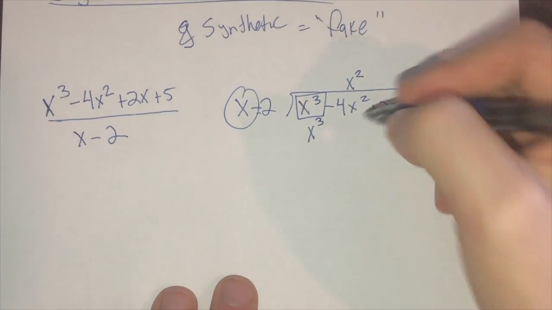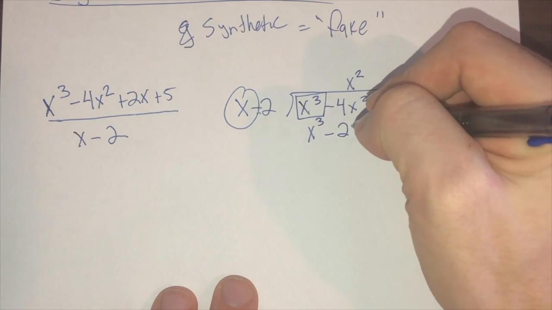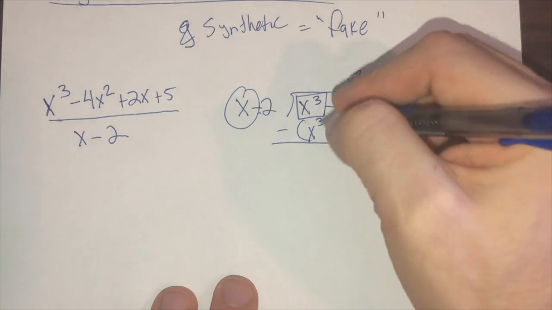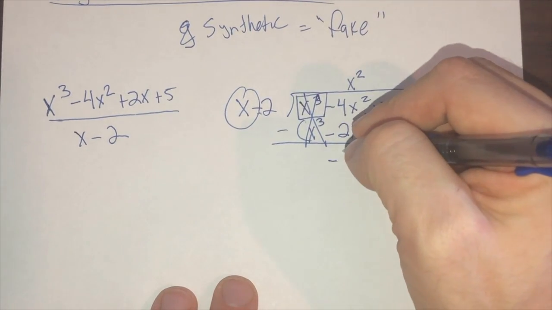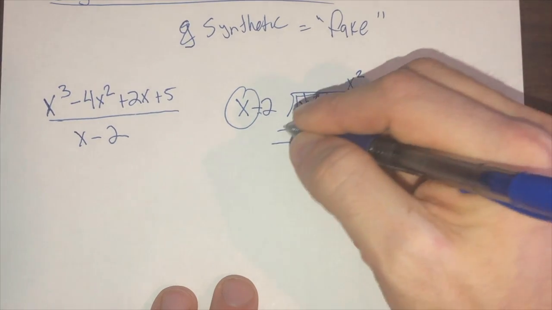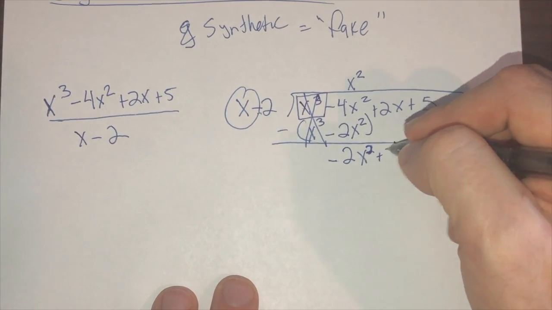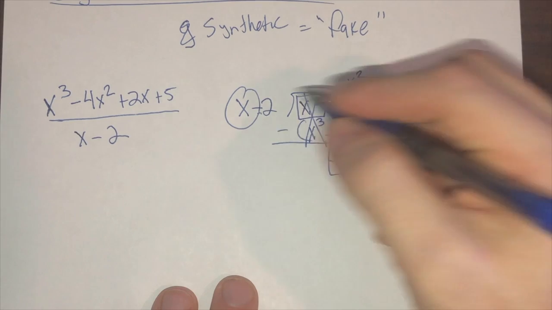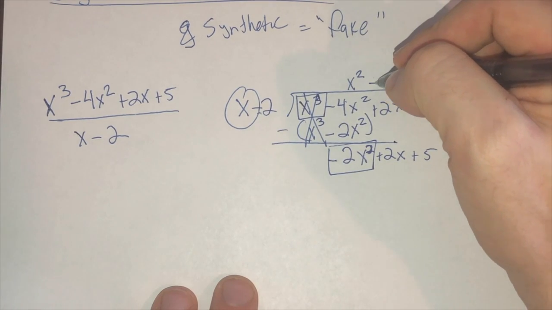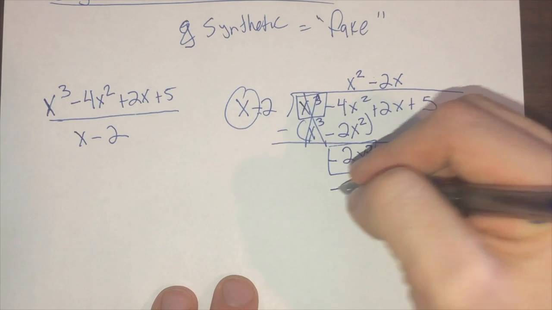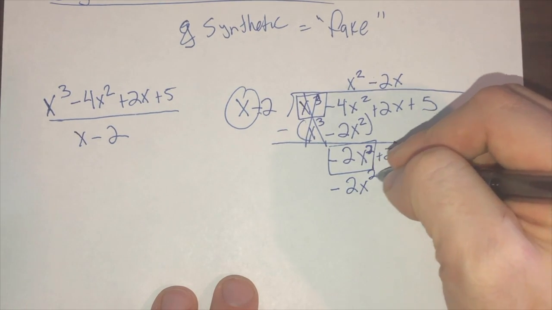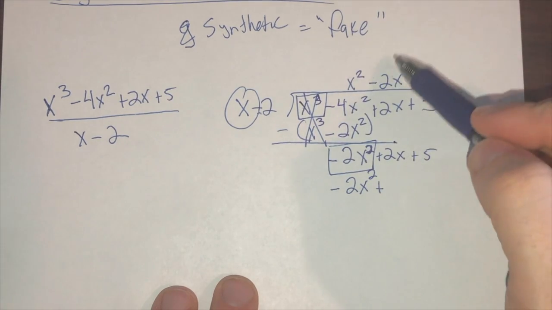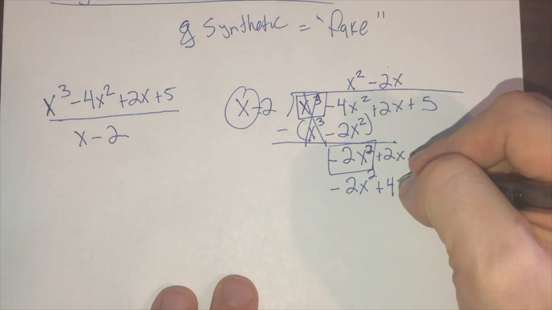X cubed minus 2x squared. Then I do my subtraction. These cancel. Remembering, you have to be super careful with our signs, because negative 4 minus negative 2. Then I repeat it again. Now this is my leading term, and I get minus 2x. I bring that down, minus 2x squared plus, and in this case be careful, it's a negative 2 times negative 2, positive 4x.